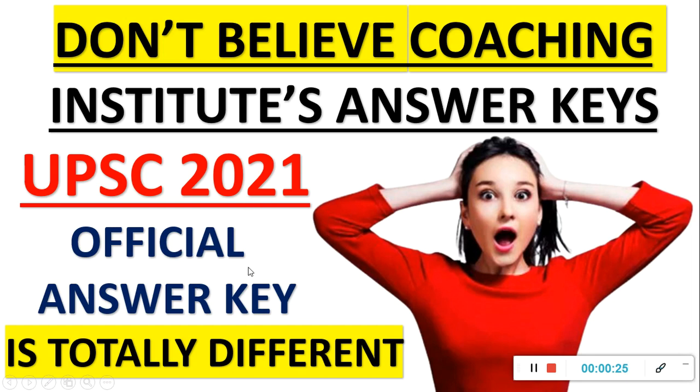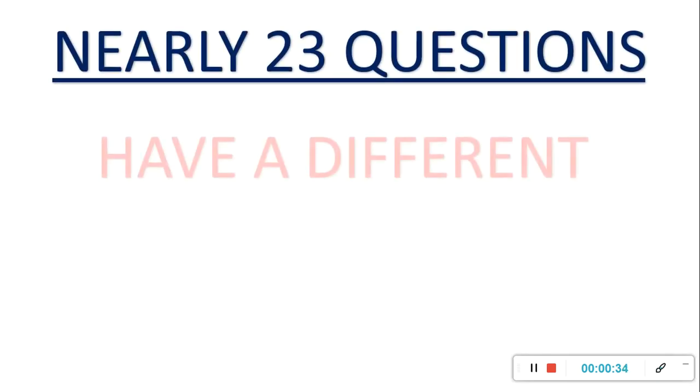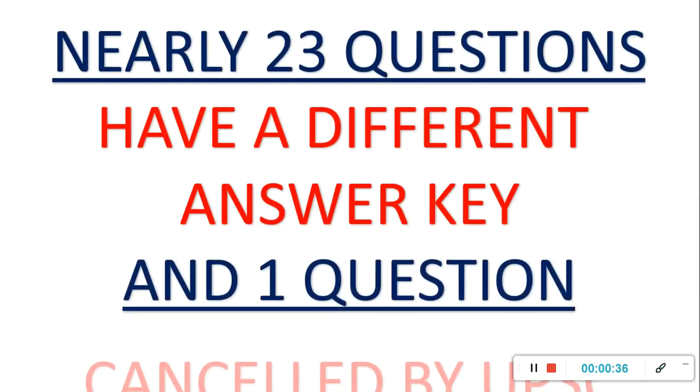There were three specific questions where we also gave you a wrong answer key, so I'll tell you those three questions here. I'll show you subject-wise so that you have clarity on all these things. Nearly 23 questions have a different answer key and one question is cancelled. Everything I'll show you in subject order.